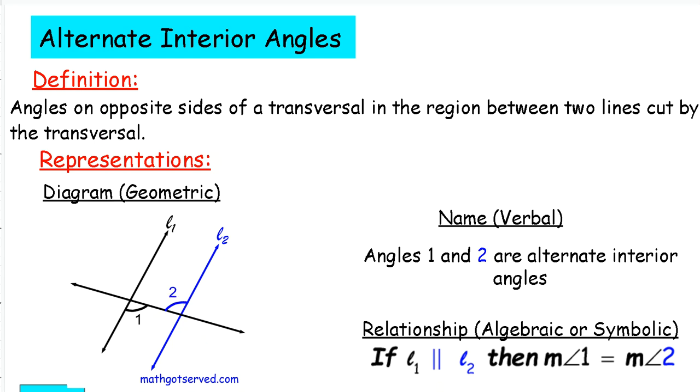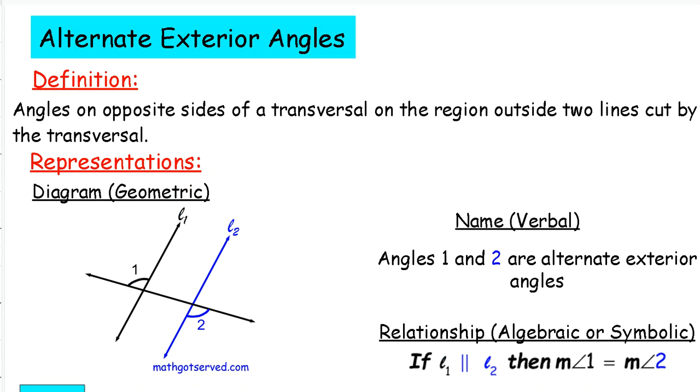Now, if L1 and L2 are parallel, then it follows that the measure of angle 1 and angle 2 are congruent. Okay? So when parallel lines are cut by a transversal, alternate interior angles are always congruent.